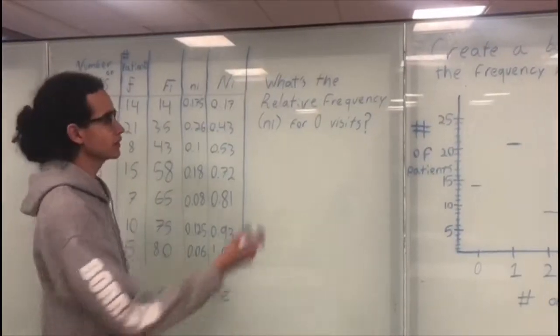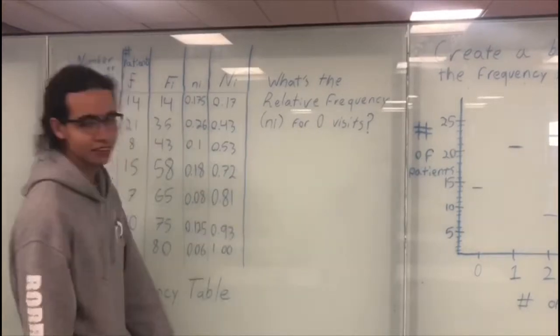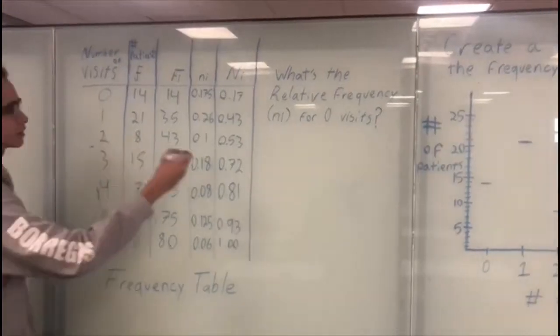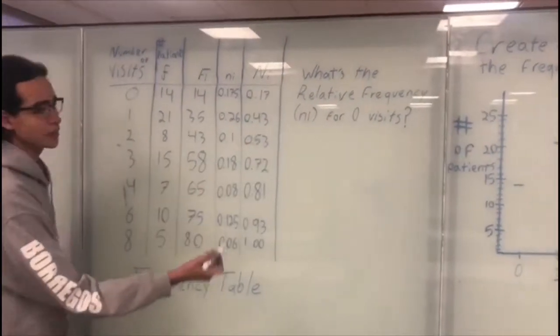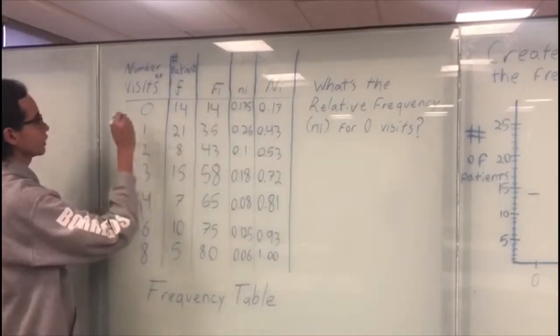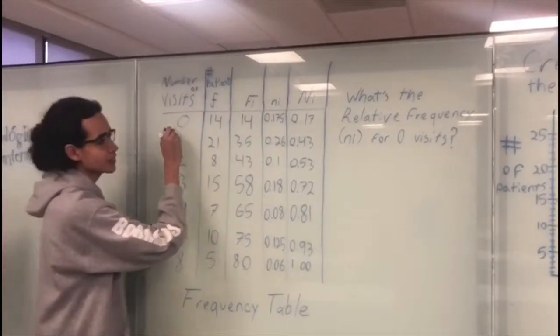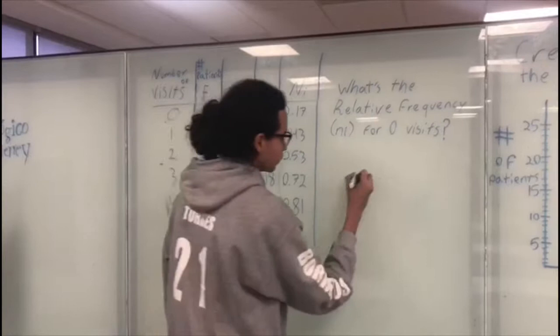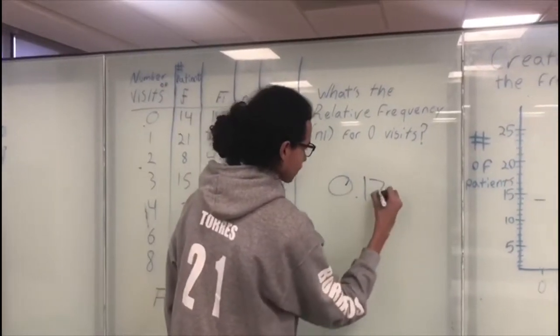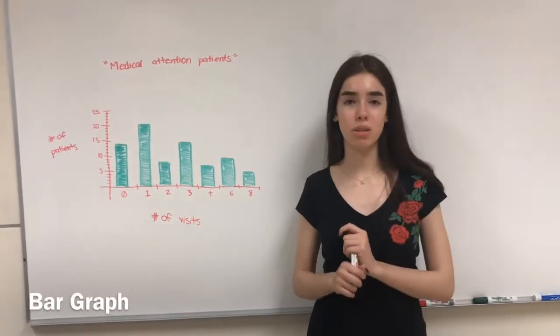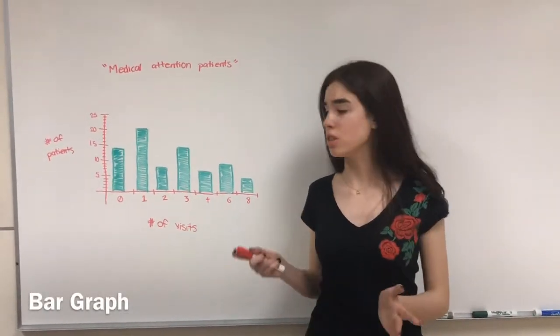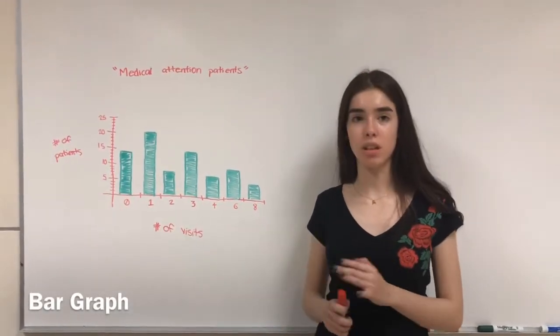So, if we want to know what's the relative frequency for 0 visits, we just have to look at the graph and search for this symbol. This symbol is right here, so the relative frequency for 0 visits is 0.175.